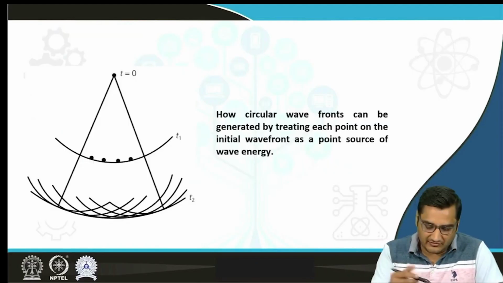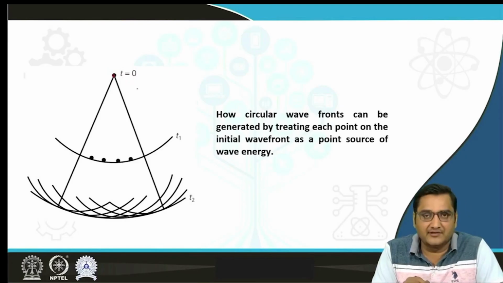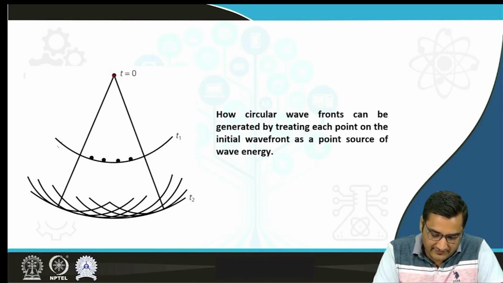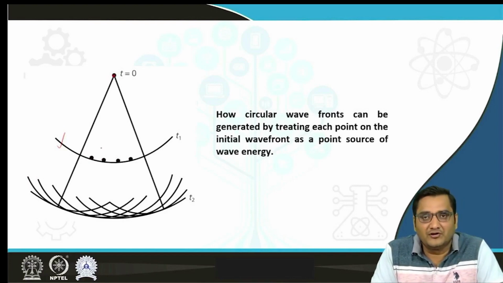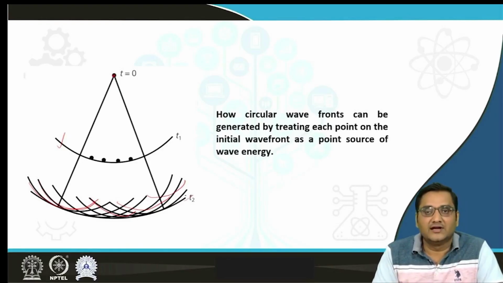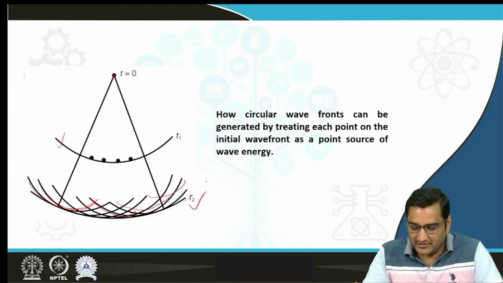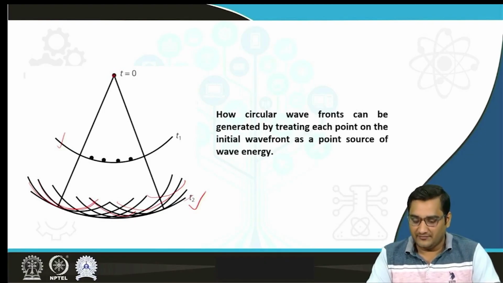Now, this is another example. This is the point from which the wavefront is emanating, and it gives rise to this wavefront where, if you consider some points, they can behave as points of the secondary wavefront, which will generate circular wavefronts like this. When we join their travel paths, you get the new position of the wavefront. That is how circular wavefronts can be generated by treating each point on the initial wavefront as a point source of wave energy.